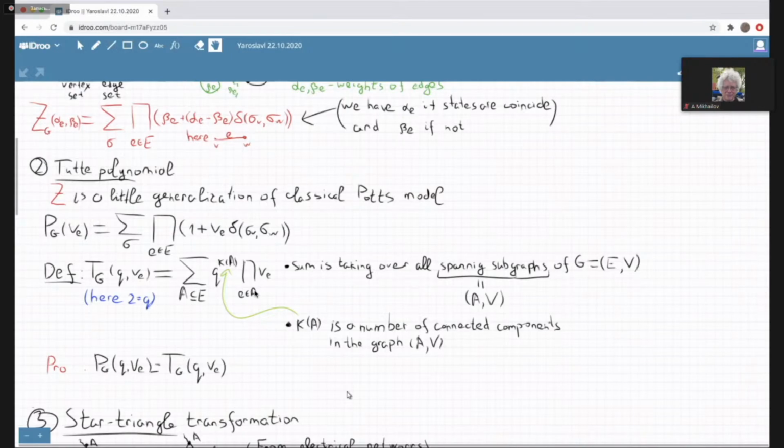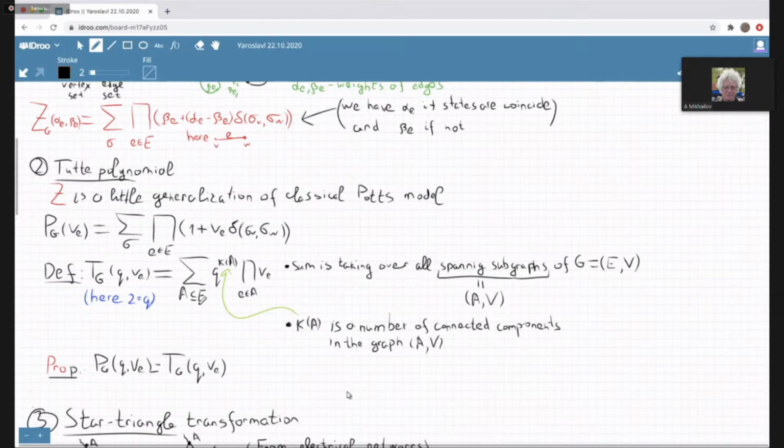And the statement is that these two coincide. So P capital is equal to T capital. It's not very hard to see. You should just open all the brackets in the polynomial in this partition function P, and after that you will see that this delta function indeed means that you can count the connected components in this subgraph. So it's not very hard to see. And this is the connection.